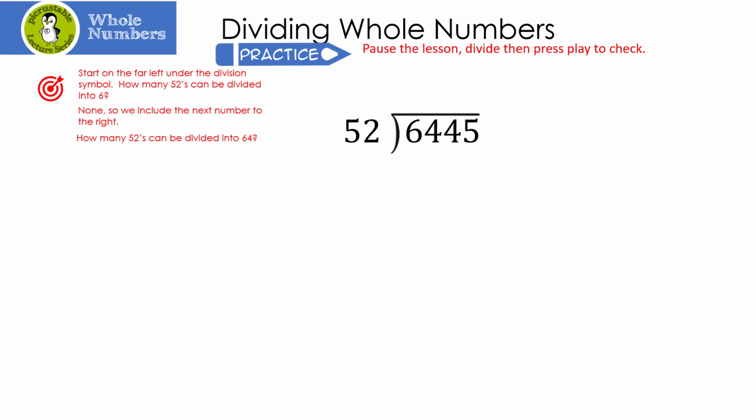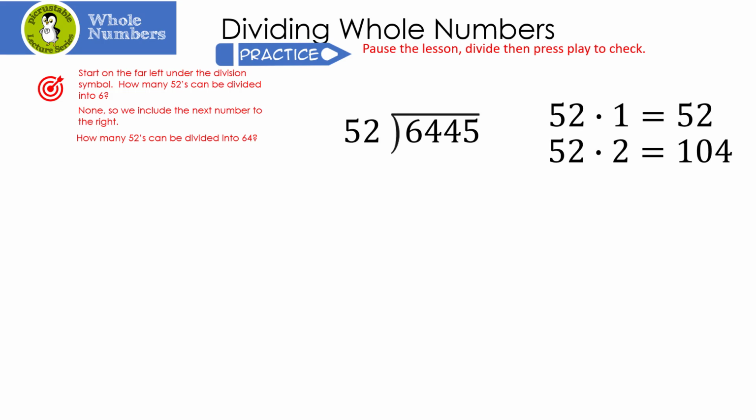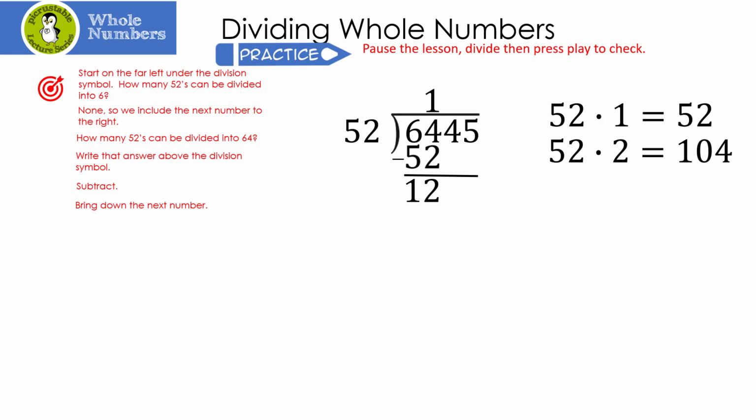This is where we start our multiplication. 52 times 1 is 52. 52 times 2 is 104. Doesn't work, so we need to use the 1. We're going to put the 1 above our division symbol, and then we're going to subtract. 64 minus 52 is 12, and we need to bring down the next number, which is 4. And we start all over again. How many 52s are in 124?